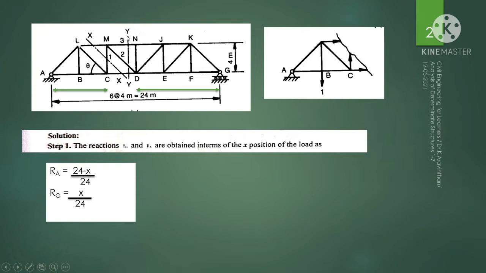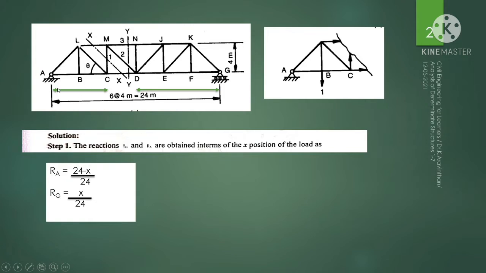For that, we will be placing a unit load at the first portion, that is A, B, C, D, E, F, G. There are 6 bays. Each bay is 4 meters, that is 4 into 6 is 24 meters. So the total span length is 24 meters and the height is also 4 meters.